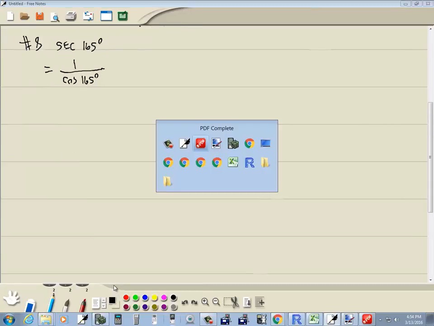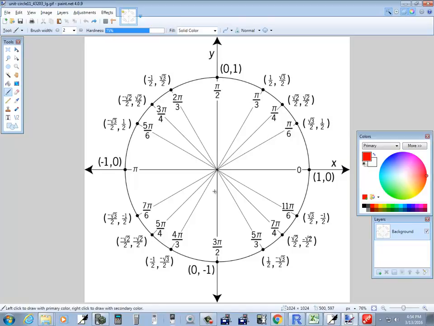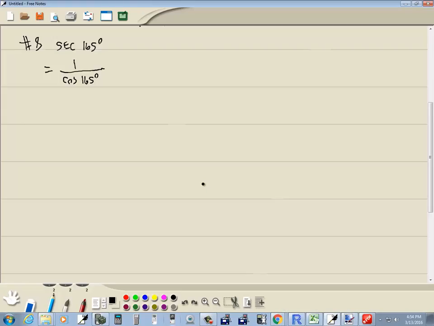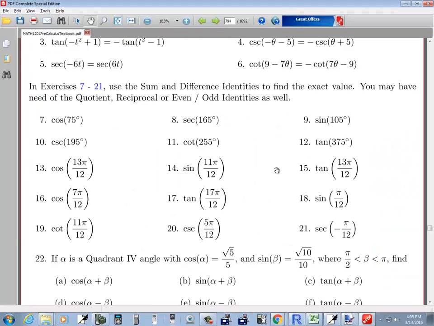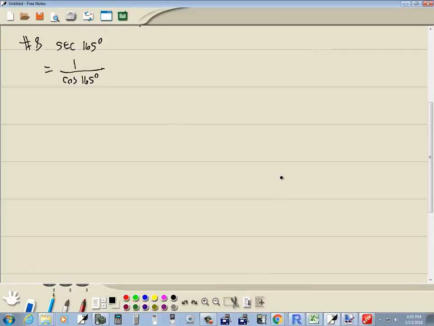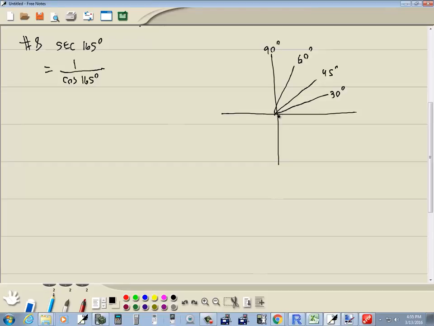And I'm going to try to find two angles added together or subtracted that give me 165 degrees. I got a very poor choice for a unit circle here because everything's in terms of radians. So let me sketch it out. This one right here would be 30 degrees. This is 45. This is 60. And this is 90. This would be 120, and I see it. 120 degrees plus 45 degrees would give us 165 degrees.